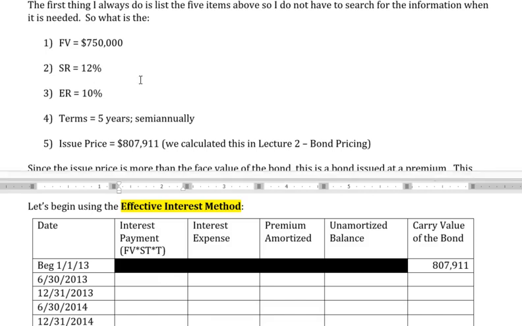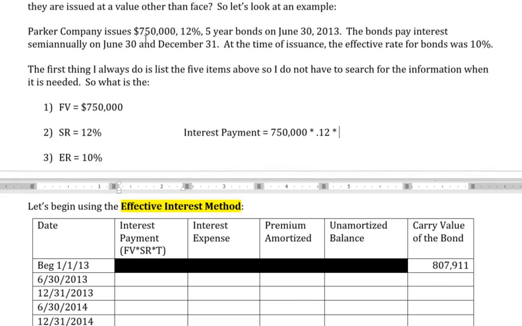And since we know our stated rate, to find my interest payment, the actual amount of cash I have to pay out, we're going to take 750,000 times the stated rate. Why not put ST? That should be SR, excuse me. Times the stated rate of 12% times the time period. Well, this bond pays semi-annually. So that means they're going to pay every 6 months on June 30th and December 31st. So we're going to multiply that by 6/12. All right. So take just a moment, come up with your interest and see what you got.